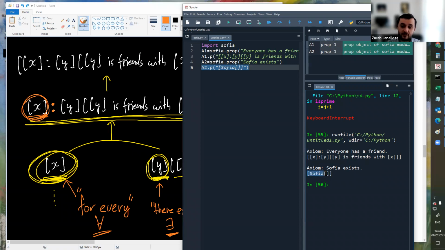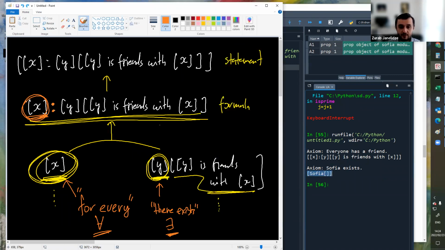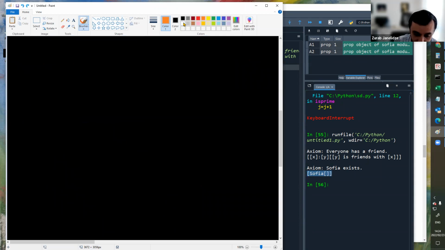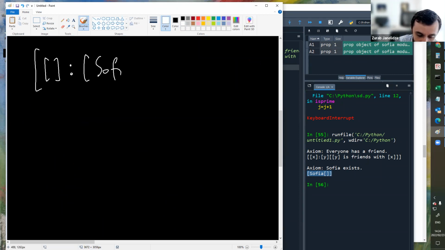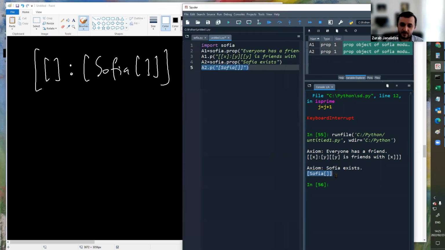There is another way we could have written this out. We could have also written this out like this. Starting with no assumptions, so starting with an empty statement, we can conclude that we have Sophia. So this would be another way of saying that Sophia exists. But it's a more complicated way. It's much simpler to just write it like this.